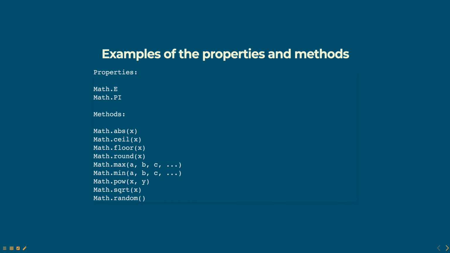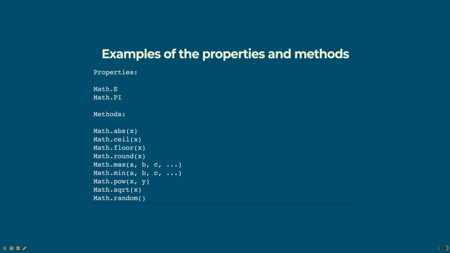Math.E, the base of the natural logarithm, approximately 2.718. Math.PI, the value of pi, approximately 3.14159. Math.abs returns the absolute value of a number. Math.ceil returns the smallest integer that is greater than or equal to a number. Math.floor returns the largest integer that is less than or equal to a number.